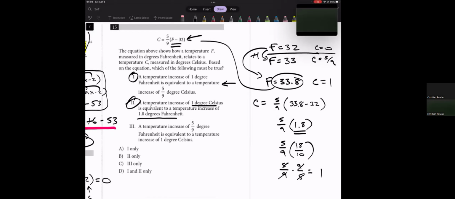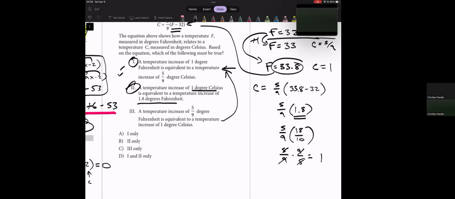I don't even need to test number 3 because that goes completely against what number 1 is saying. A temperature increase of 5/9 degree Fahrenheit is equivalent to a temperature increase of 1 degree Celsius. No, that's kind of going against what I just said in that one. Also, if 1 and 2 are already figured out to be true, so 1 is true, 2 is true, well, there is no 1, 2, and 3, so there's no reason to check number 3. Okay, the correct answer must therefore be D.